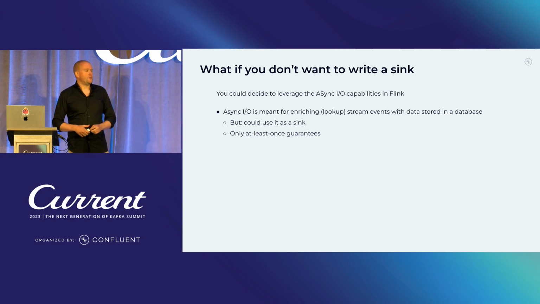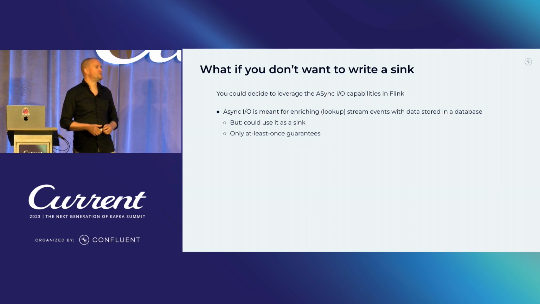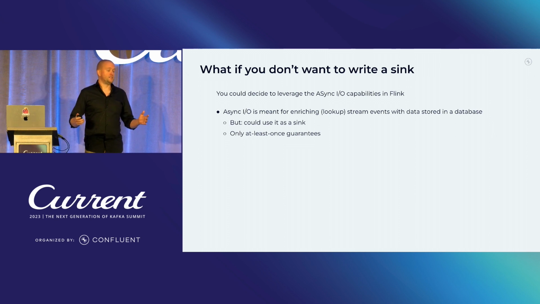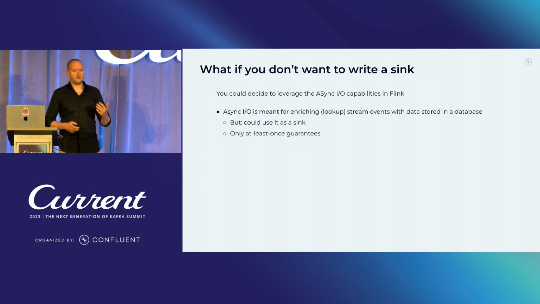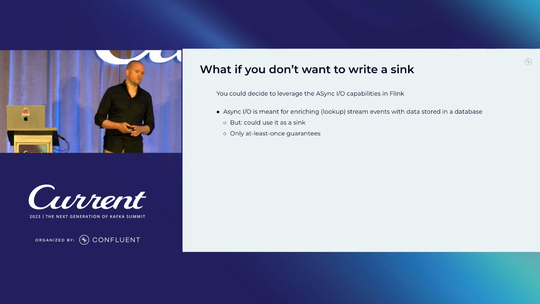But if you're going to make a call to an external system, you could use it as a sink. It's not a recommendation, but if you really don't want to write a sink, this is probably the easiest way to get it done. Still, with this entire thing, you would have only at-least-once guarantees. And the async API handles integration with data streams, handling ordering, event time, fault tolerance, retry support, etc.